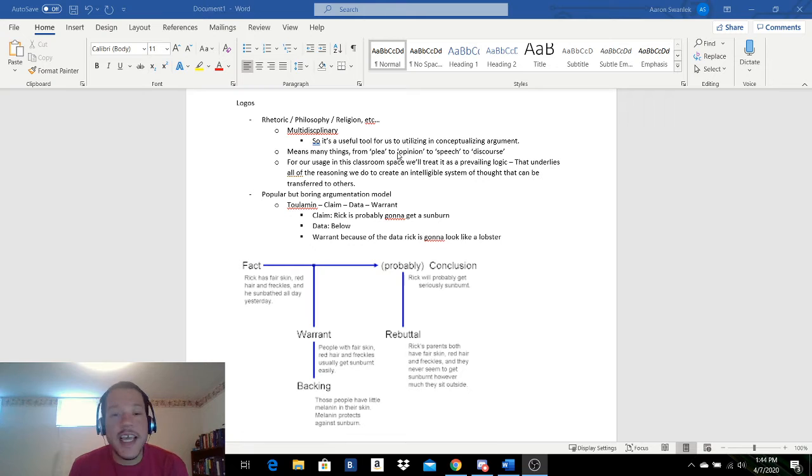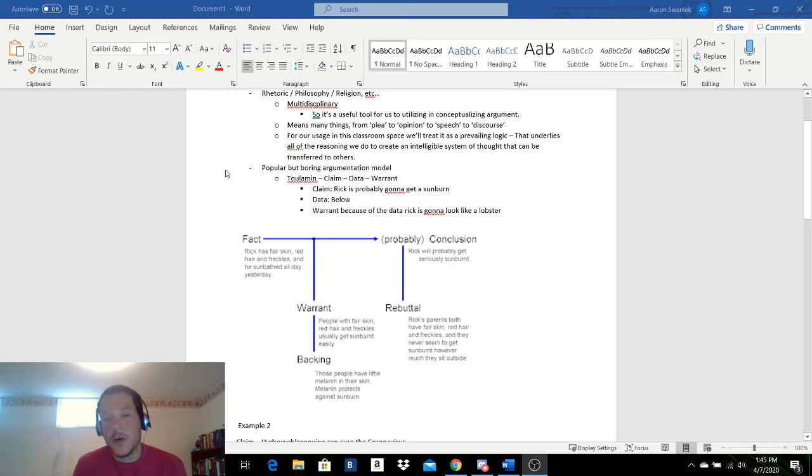And so it means different things for different folks. It could mean an individual word, a plea, or an opinion, based upon who is defining it and the discipline it's being used in. But for this classroom space, we're going to treat it as a prevailing logic, something that underlies intelligibility, a form of communication between two people that allows them to transfer a mode of thought, an idea, or a complex statement to others, that we can test using pseudo or quasi-scientific models to understand what other people are saying.